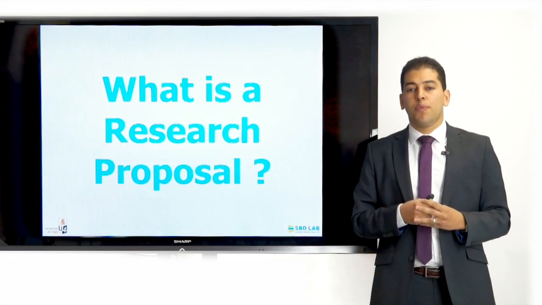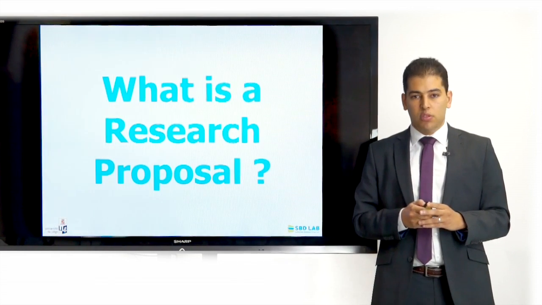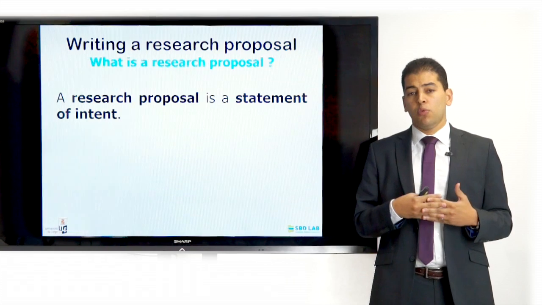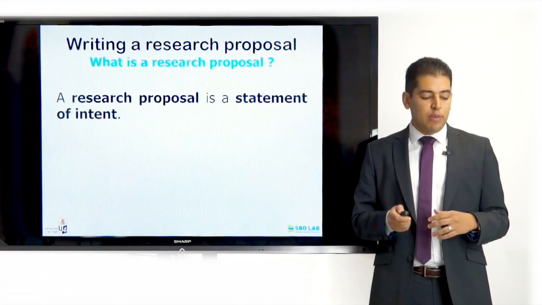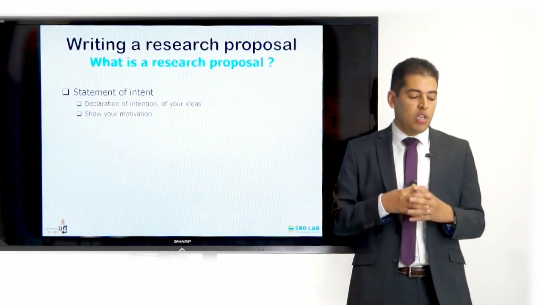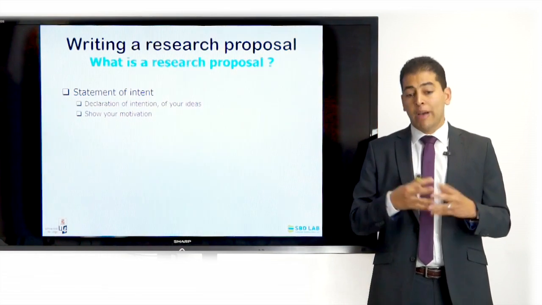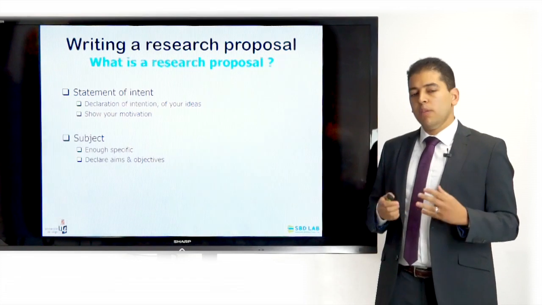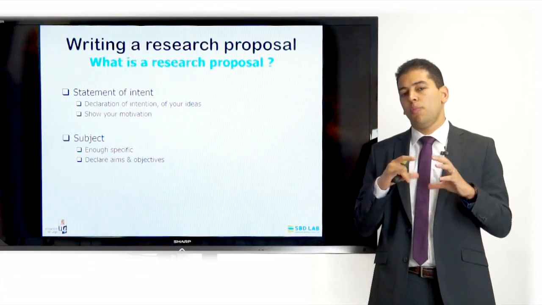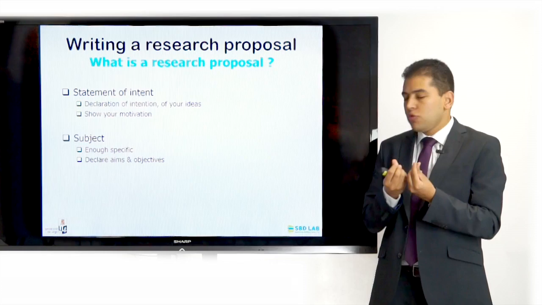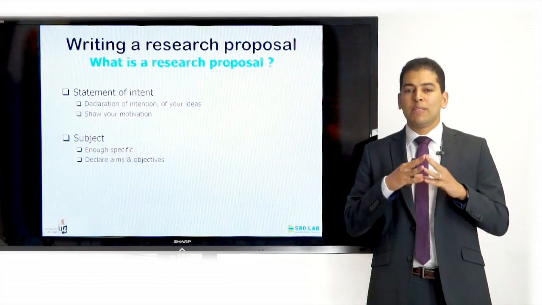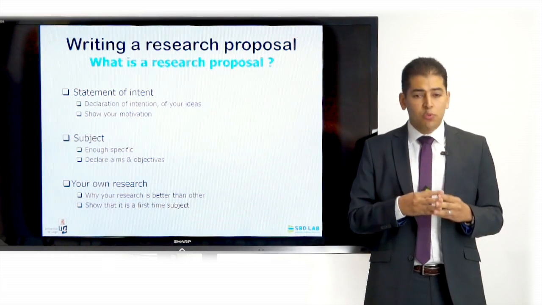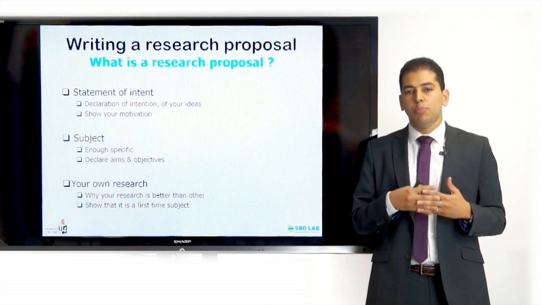Well, let's see the first question. What is a research proposal? A research proposal is a statement of intent where you describe your intentions. And simply we can describe it as a motivational intention manuscript where you declare your intentions and show your motivations. It's very important in this sense that you define the scope of your topic. It has to be specific enough, and you have to have a specific aim and objective related to your topic. And definitely it should reflect your interest and it should be your own research.